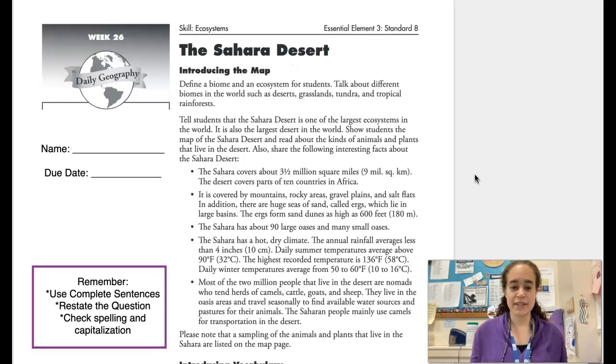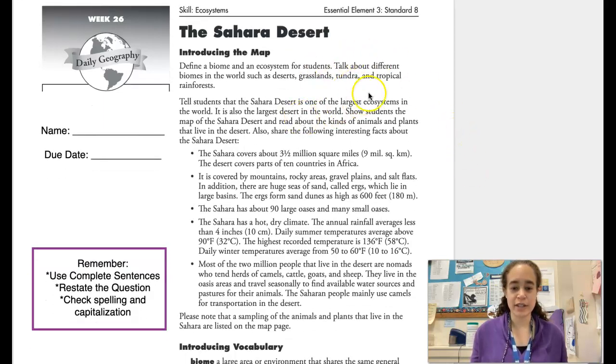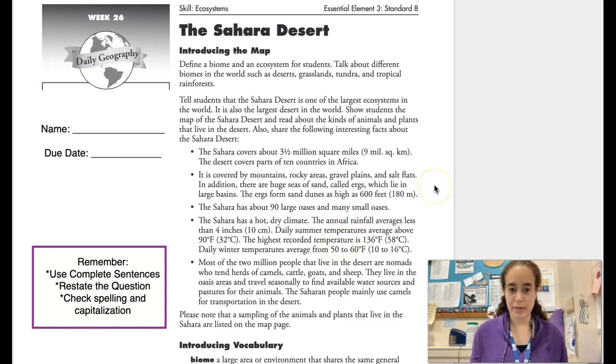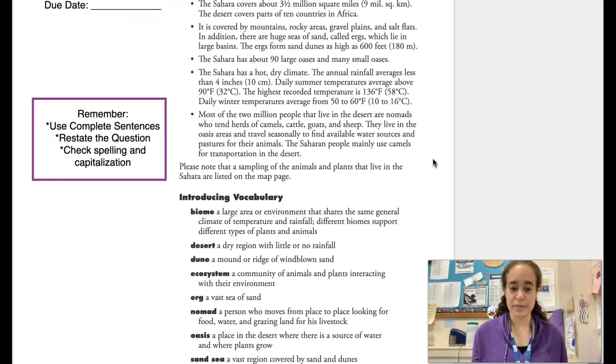The Sahara Desert starts with an introduction. These paragraphs and bullet points are helpful. I'm going to go over some of those details as I show you the map, but if you get stuck, please come back and read through some of these bullet points to help you answer the questions.